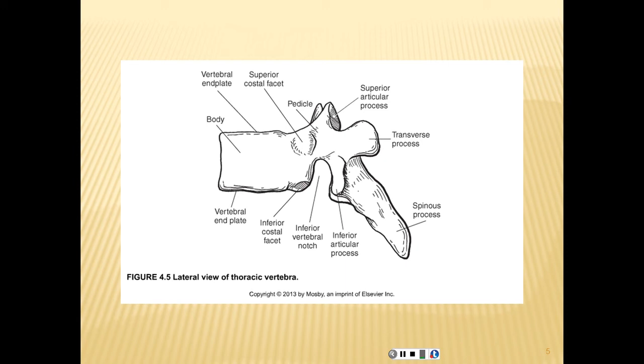And you should be familiar with all of the anatomy here: the body, the end plates, superior costal facet. The superior articular process articulates with the previous vertebra's inferior articular process, and that is the zygapophyseal joint. That is the facet joint.